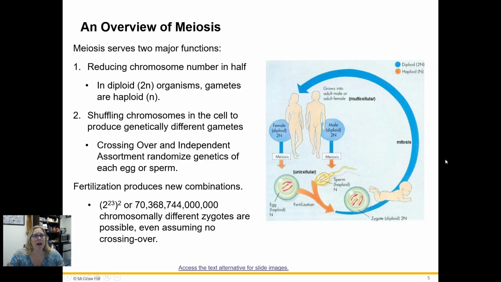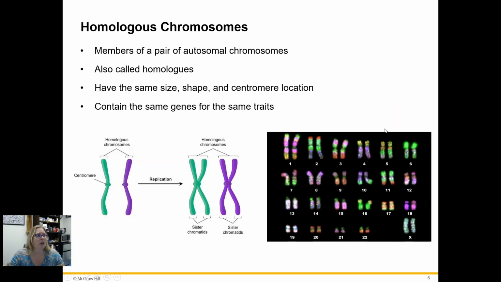So let's talk about these chromosomes and how we can see crossing over and independent assortment occur. So when we talk about chromosomes, okay, remember a single chromosome is going to replicate itself, okay, and then it has those 2 identical sister chromatids that are held together by a centromere. But when we say that we as humans have 23 pairs of chromosomes, what we're saying is that we have homologous pairs. We have chromosomes who have similar size, shape, and centromere location, and as such contain the same genes for the same traits, even though the variety of those genes may be different, okay?